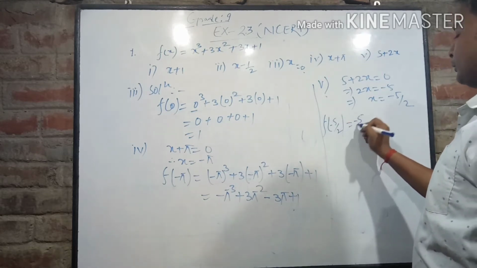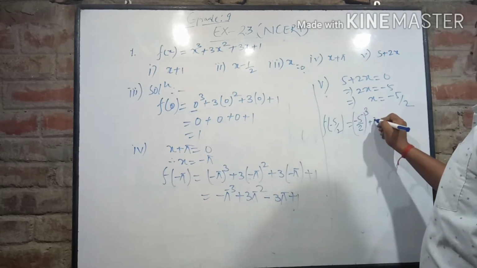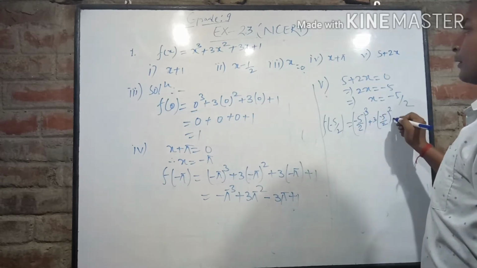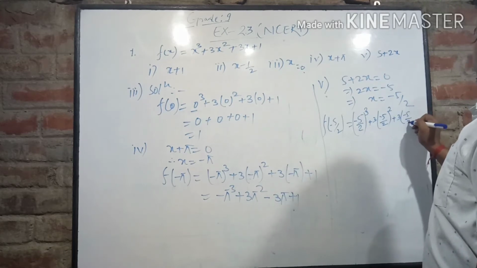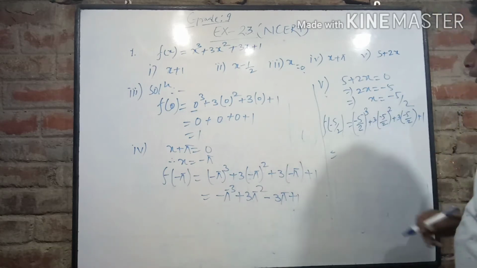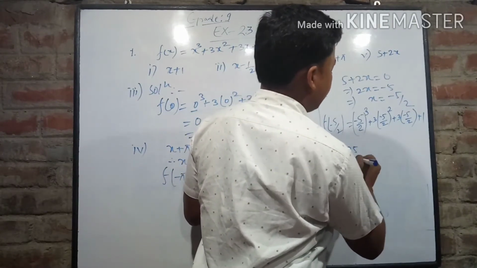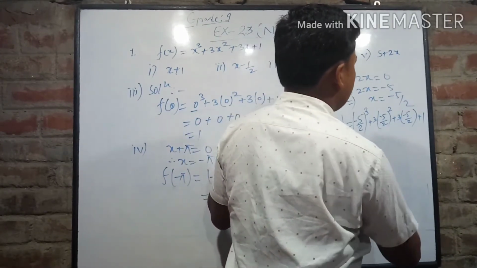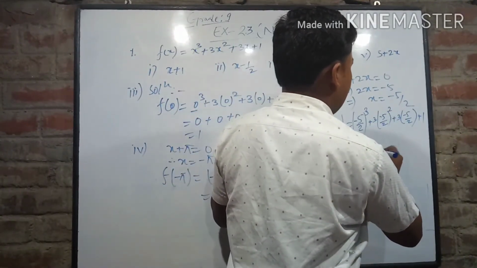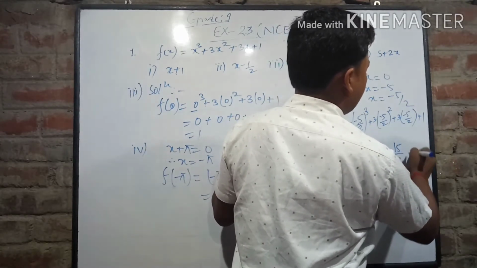Minus 5 by 2 whole cube plus 3 (minus 5 by 2) whole square plus 3 (minus 5 by 2) plus 1. Now my dear, minus 5 whole cube is equal to minus 125 upon 8, plus 5 square is 25, 25 into 3 is 75 upon 4, minus 15 upon 2 plus 1.